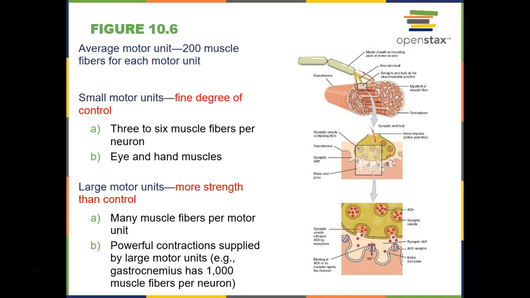We have different sized motor units. Some motor units only have a few muscle fibers stimulated per neuron, or we can have very large motor units where hundreds and hundreds, up to 1,000 muscle fibers per neuron, are stimulated. With small motor units, you're going to have fine motor control, whereas with large motor units, you're going to have a lot of strength.